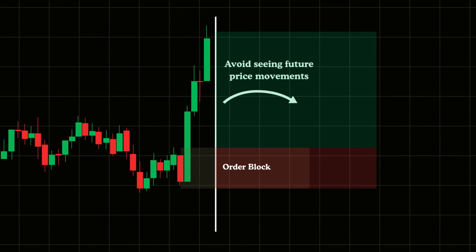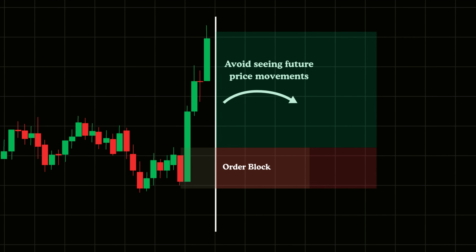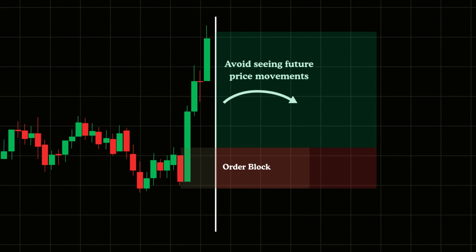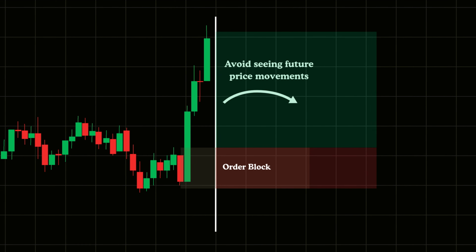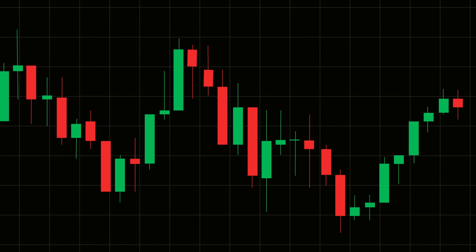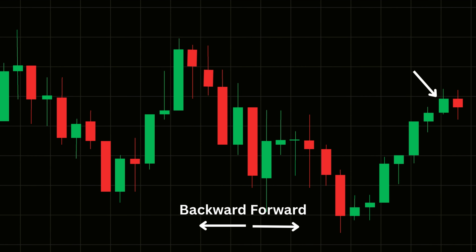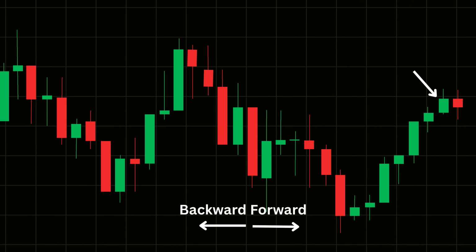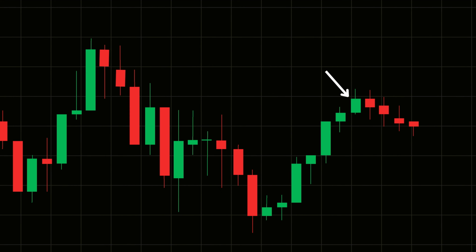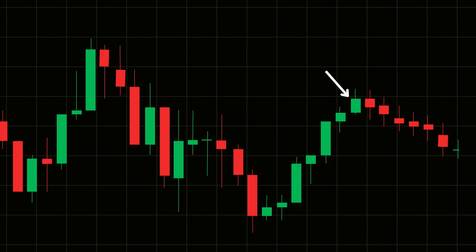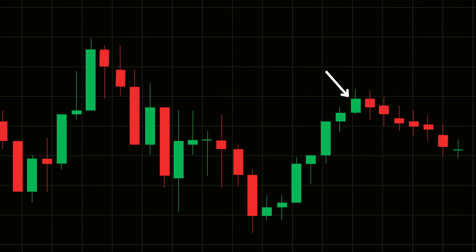The second, and arguably most crucial, point is to prevent yourself from seeing upcoming price action while backtesting. This allows you to generate results that are more realistic and closely resemble live trading conditions. To achieve this, you can press the right arrow key on your keyboard to advance one candle at a time through historical data. Just be cautious. Zooming in or out, or changing timeframes, can shift the chart and disrupt your entire backtesting workflow.